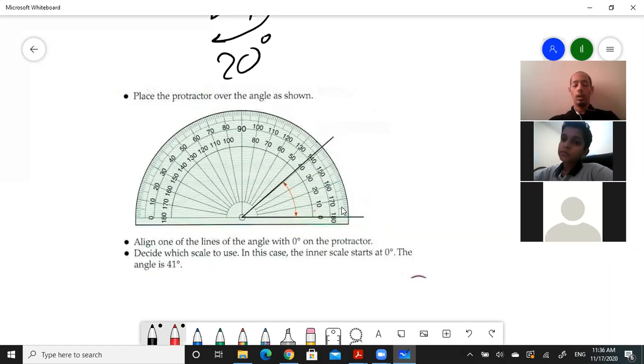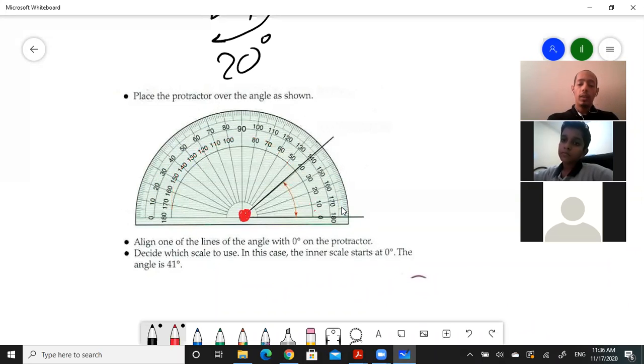The inner scale would be when we go to the right side, I think. Right. And the outer will be when we go to the left. Sometimes we have to use the inner scale. Sometimes we have to use the outer scale. So how do we decide that?